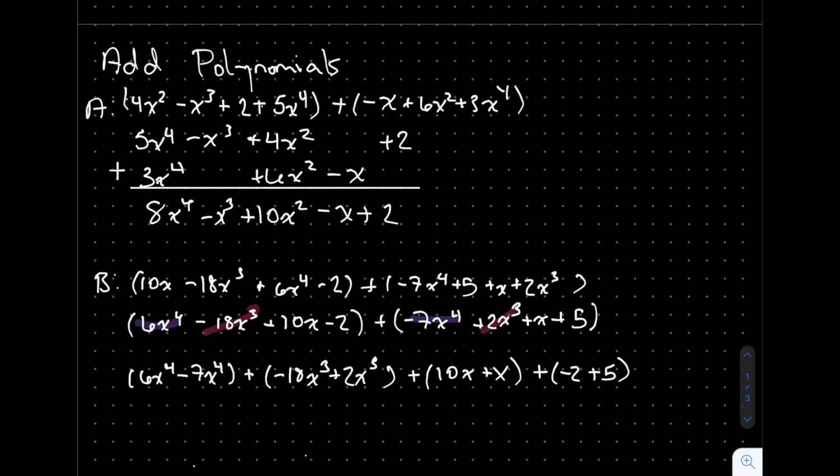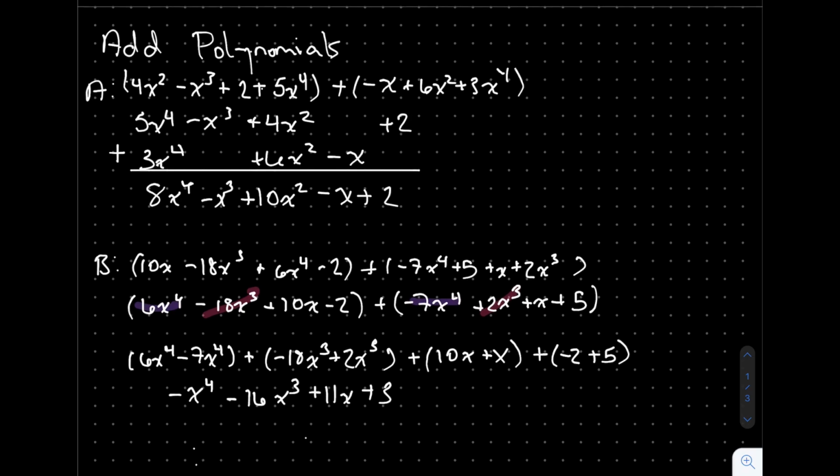And then we'll just do each of our combined like terms. 6x to the fourth minus 7x to the fourth is negative x to the fourth. Negative 18x cubed plus 2x cubed is negative 16x cubed. 10x plus x is 11x, and negative 2 plus 5 is 3. That is the sum of these two polynomials.